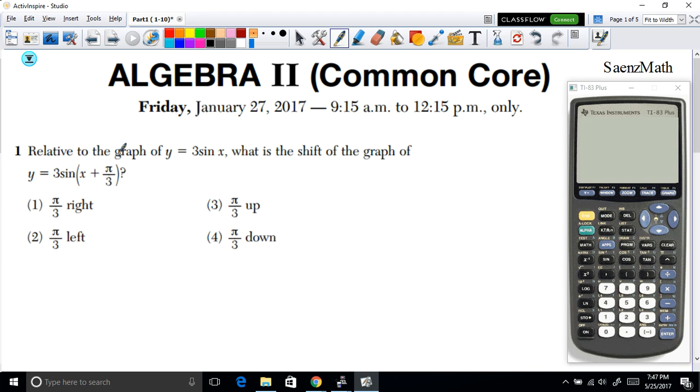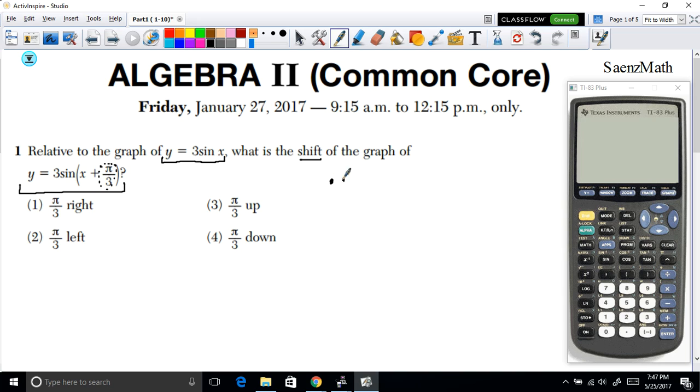It says relative to the graph of y equals 3 sine of x, what is the shift of the graph of y equals 3 sine of x plus pi over 3? So notice that here we're looking for the shift. To identify the shift, you need to identify the difference between the original and the function where the shift occurs. The only difference between the original function and the shifted one is right here. Everything else besides this term is pretty much the same as the original. So the shift occurs because we added a pi over 3.